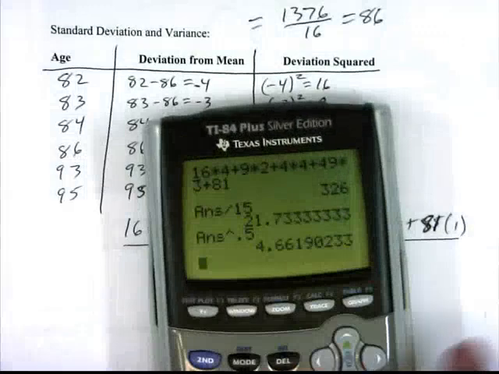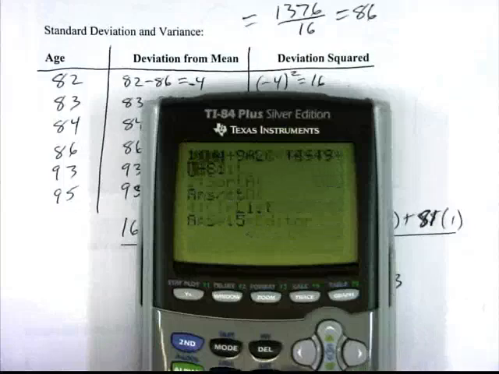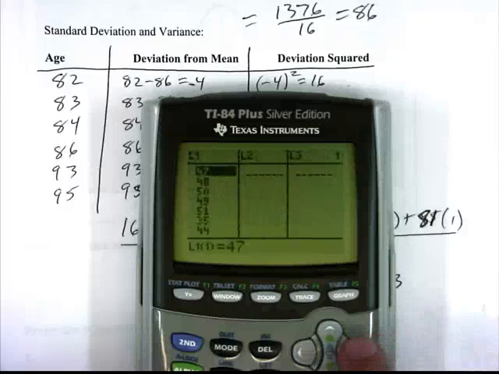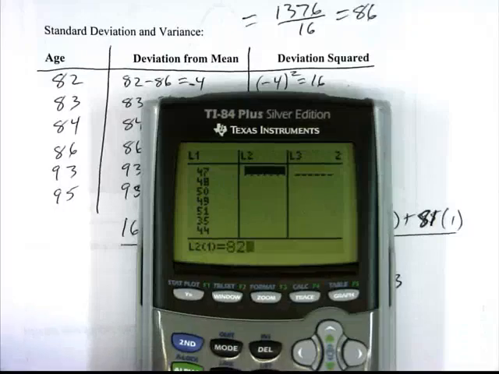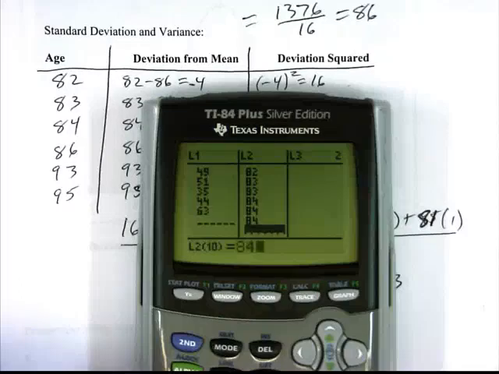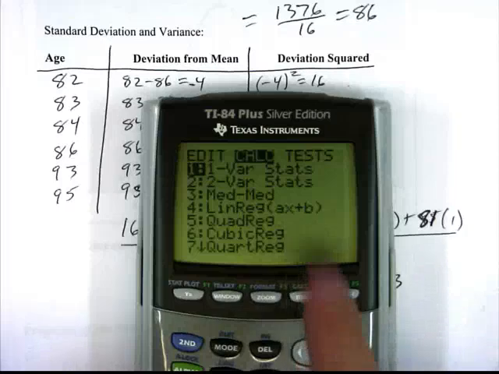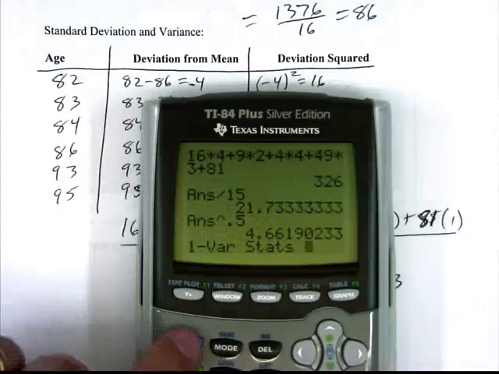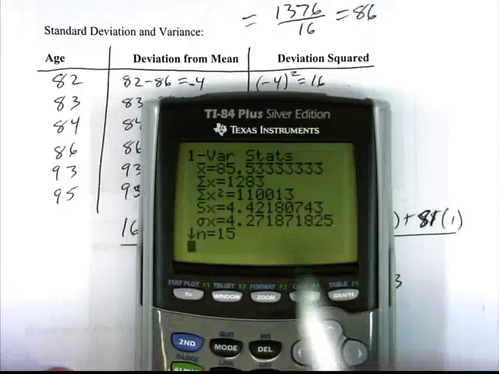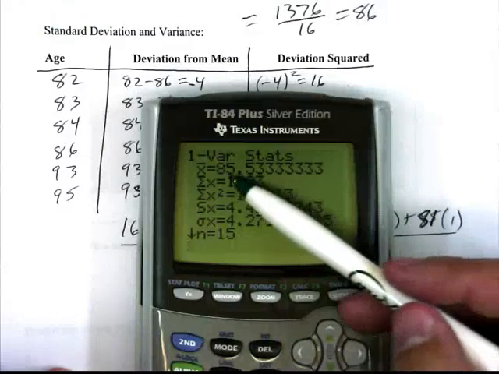Notice if we do that on the calculator, okay, I'm going to edit, and I'm going to go over to L2 here. I'm going to put in 4 82s, 2 83s, 4 84s, 2 86s, 2 93s, and 95. And then I'm going to go to one variable stat, and I'm going to do it for L2. And it gives me my average.